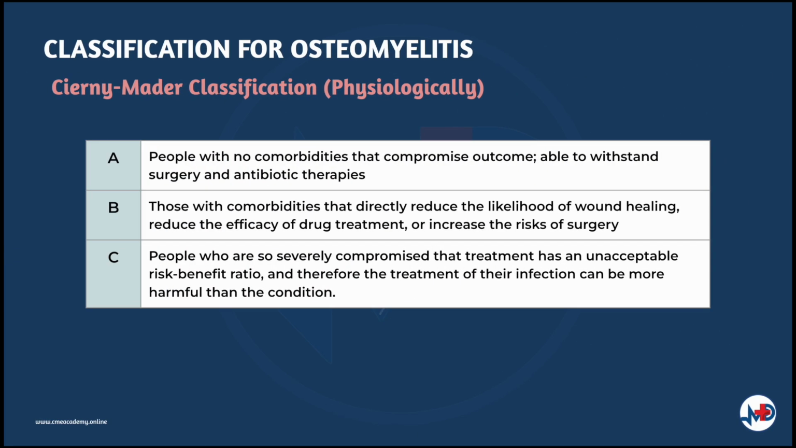The Cierny-Mader classification classifies osteomyelitis physiologically and anatomically. There are three physiological classes of patients: A, B, and C. A being people with no comorbidities that compromise the outcome, able to withstand surgery and antibiotic therapy. B are those with comorbidities that directly reduce the likelihood of wound healing, reduce the efficacy of drug treatment, or increase the risk of surgery. And C are people who are severely compromised, that treatment has an unacceptable risk-benefit ratio, and therefore the treatment of the infection can be more harmful than the condition itself.